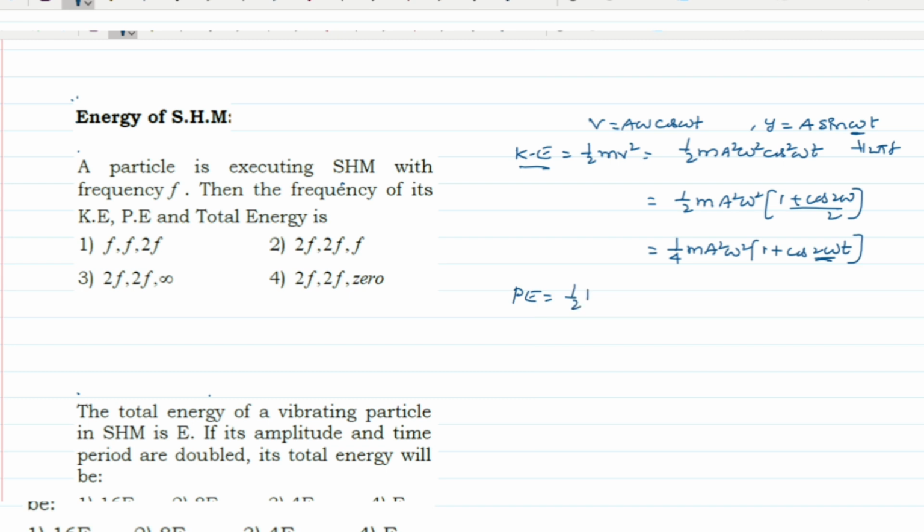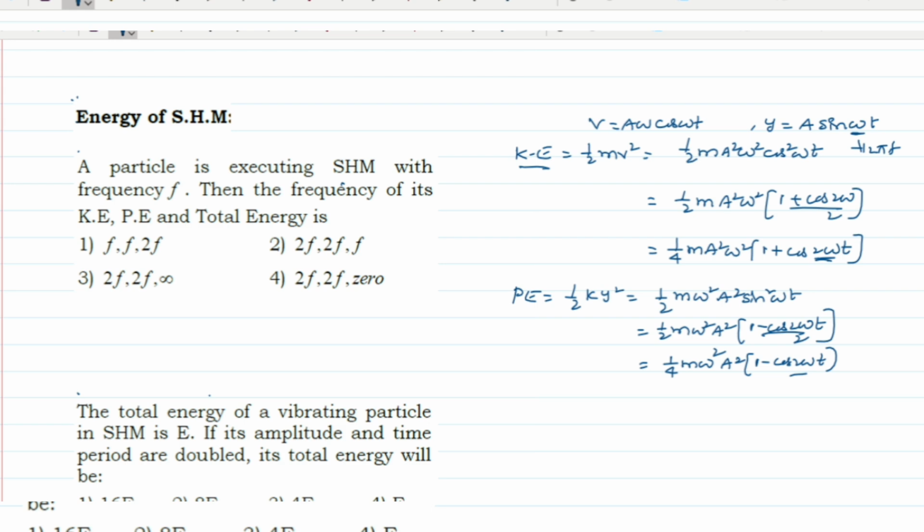Next, the second thing is potential energy. The potential energy formula is half k y square, where k is m omega square and y is a sine omega t. So here it is half m omega square a square sine square theta, and we can write sine square theta as (1 minus cos 2 theta) by 2. Simplifying, we get 1 by 4 m omega square a square into (1 minus cos 2 omega t). That means if the particle is oscillating with frequency f, the potential energy varies with frequency 2f.